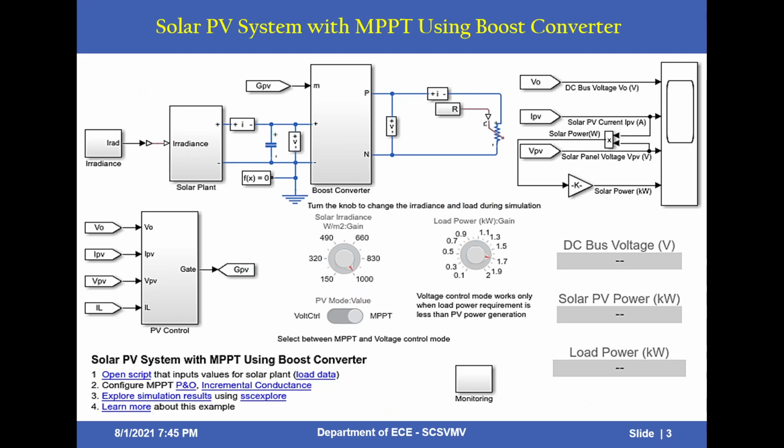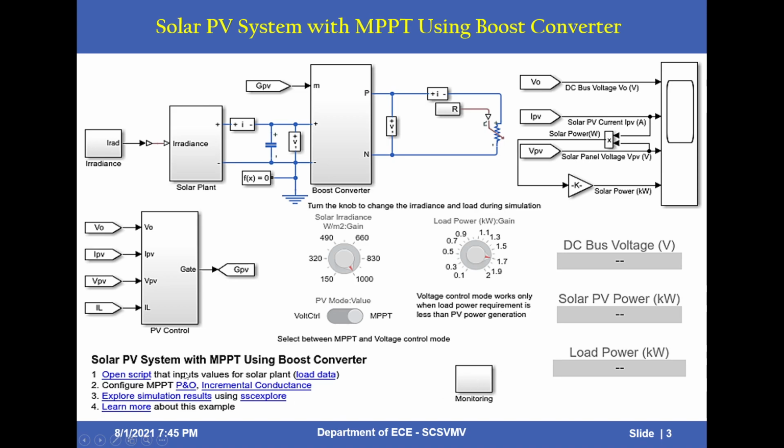Let us see the simulation diagram, made using Simulink MATLAB and the Simscape Electrical library. Here there are the irradiance and solar plant, the boost converter and the output system, and also the PV control subsystem and the knobs. Here you can adjust the solar irradiance and the solar power gain. Also this is the slider switch, used to set the mode, the voltage control mode or the MPPT control mode. The voltage control mode works only when the load power requirement is less than the PV power generation. Then there is also a monitoring control unit.